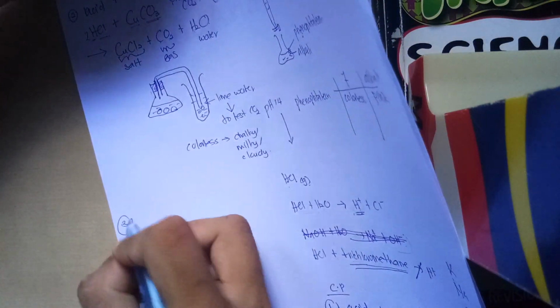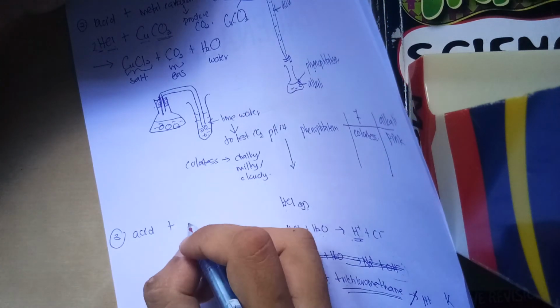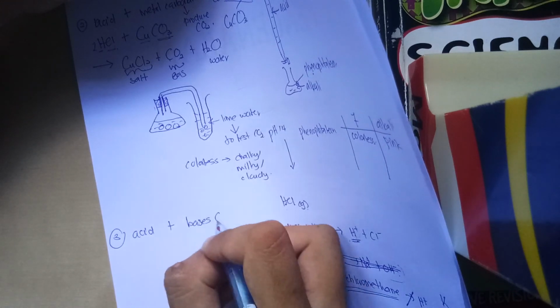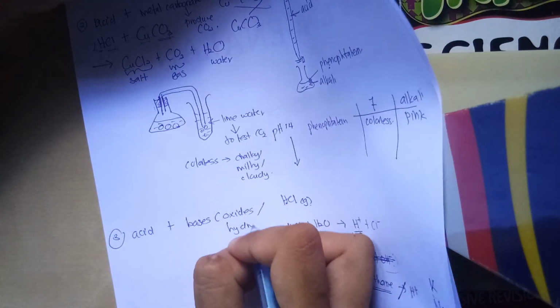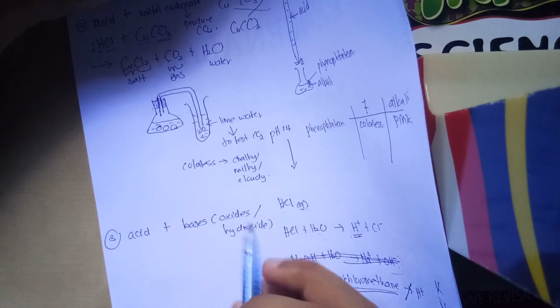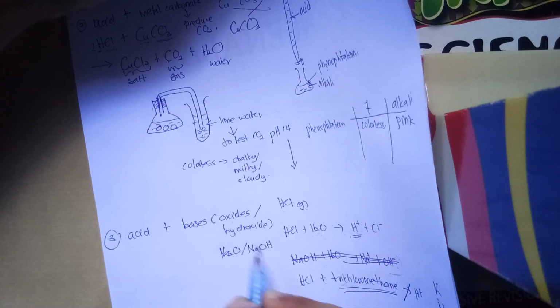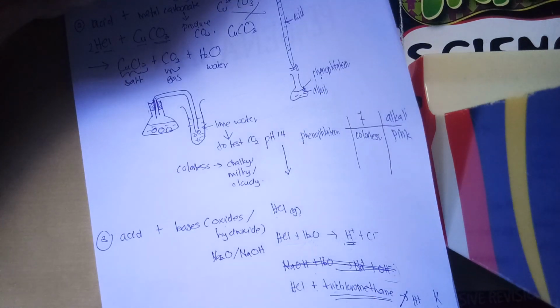Now we move to the third chemical property, where acid can also react with metal oxides or bases, meaning oxides or hydroxides. You remember oxides means, for example, sodium oxide, Na2O, and hydroxide is NaOH. All of them are bases, but remember, not all bases are alkali. Only the ones that are soluble in water we call alkali.